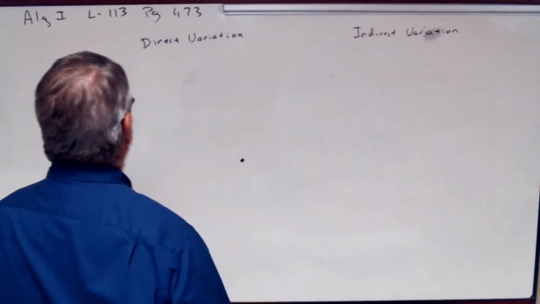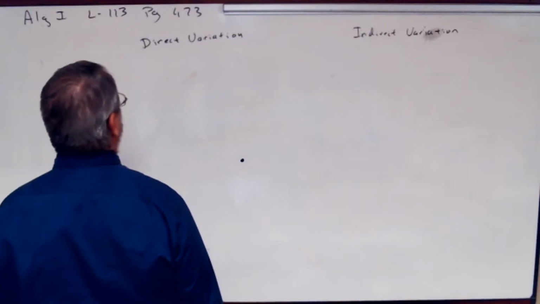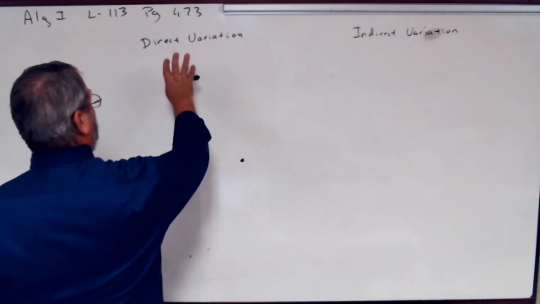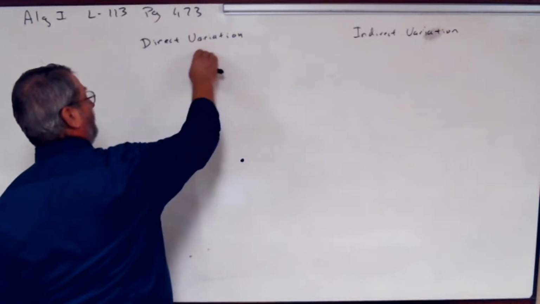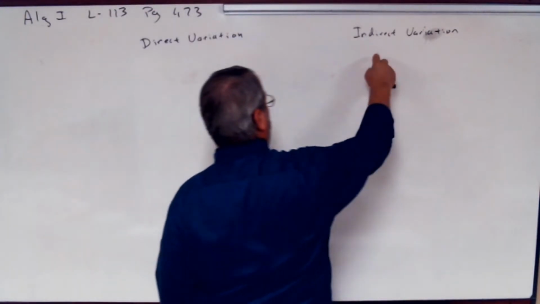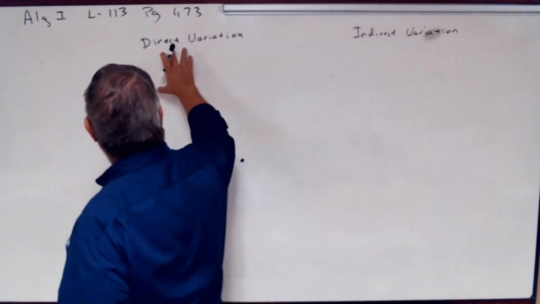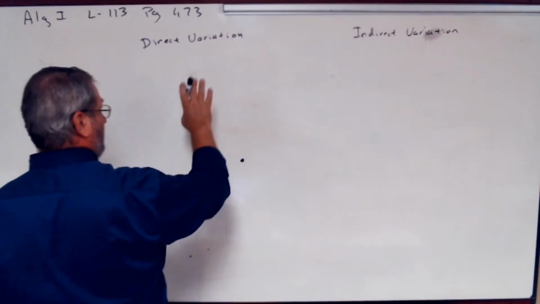Algebra 1, Lesson 113, page 473. We have direct and indirect variation. Now, direct variation is just a straight multiplication problem. This one here is going to have a fraction over here. I'll show you what I'm talking about. There's 4 steps to work these every time.